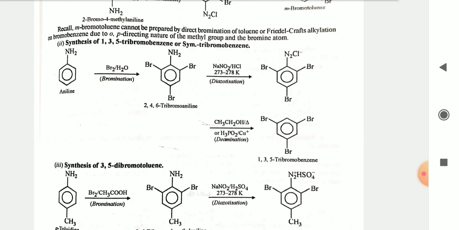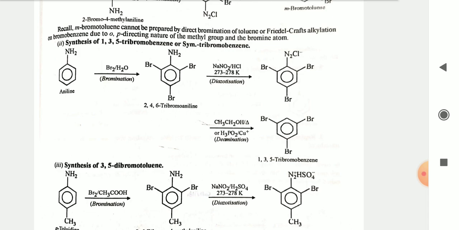Aniline with bromination will give 2,4,6-tribromoaniline. With the help of diazotization, it will be converted into this compound. And in the presence of CH3CH2OH or H3PO2, it will give 1,3,5-tribromobenzene.